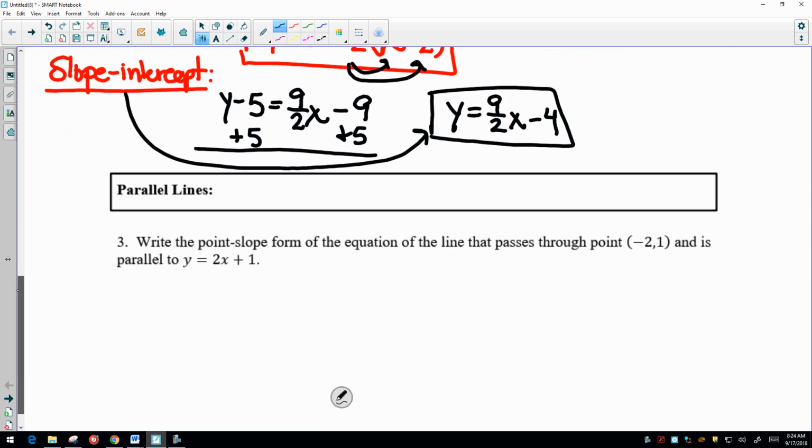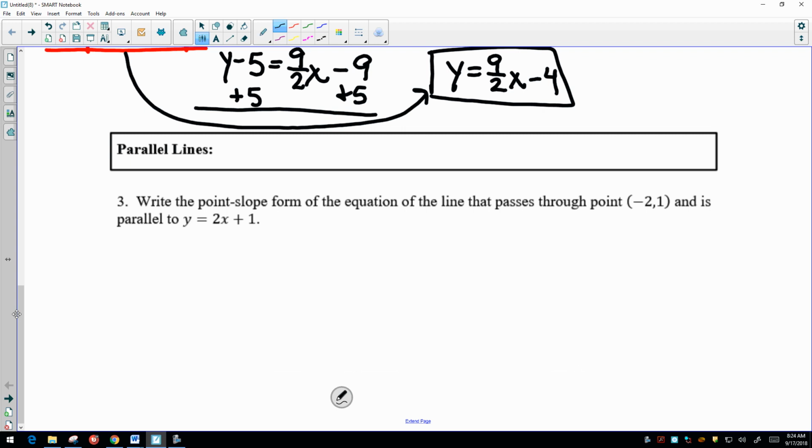Okay, so sometimes they're going to ask you to write an example of a parallel line. So in our last unit, we learned about parallel lines. And we know that parallel lines, they will have the same slope, and that's huge. They have the same slope. So in this next example, we have to write the point-slope form, so that's telling us how to stop. The equation of the line that passes through this point, so now again I see, oh, I have a coordinate. That makes me think that's x1, y1, and is parallel to this equation. Well, if it's parallel, that's telling me I need the same slope.